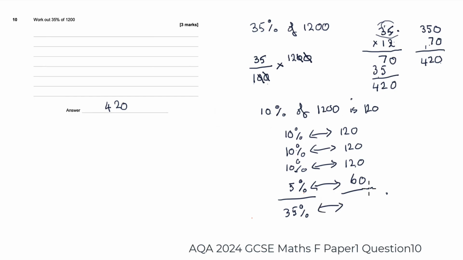And we can just add up all these to get our 35%. 0, 0, 0, 0, 6, 7, 8, 9, 10, 11, 12, 1, 2, 3, 4. And there's our 420 again. Lots of ways of doing it. 420 is our answer.